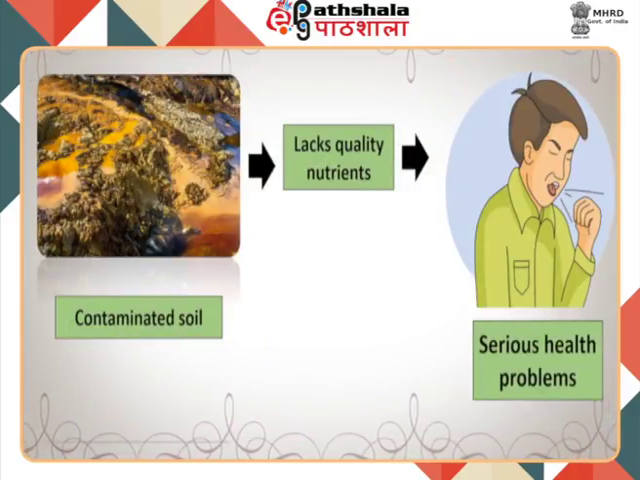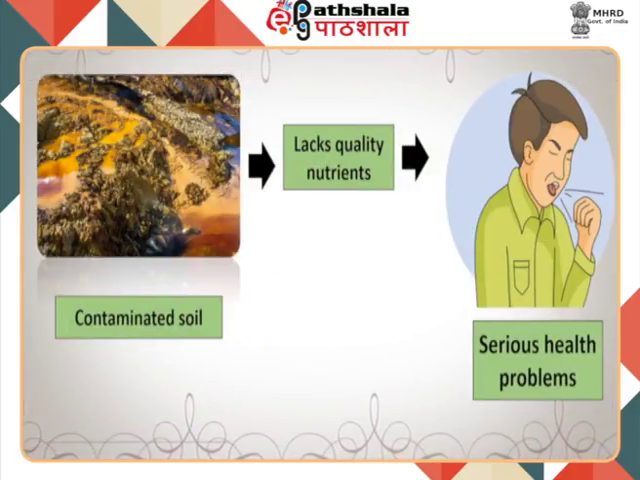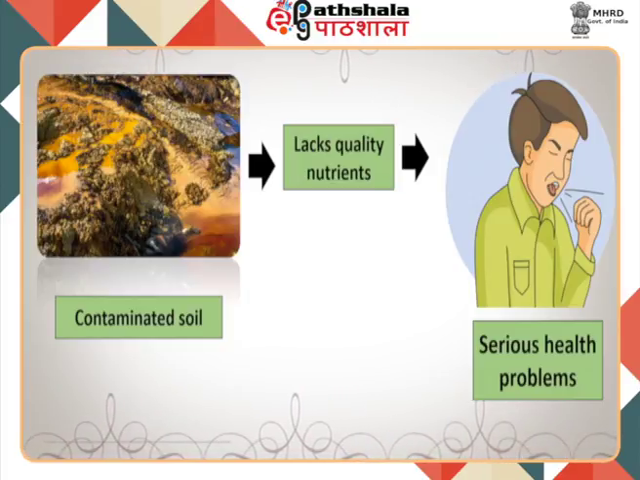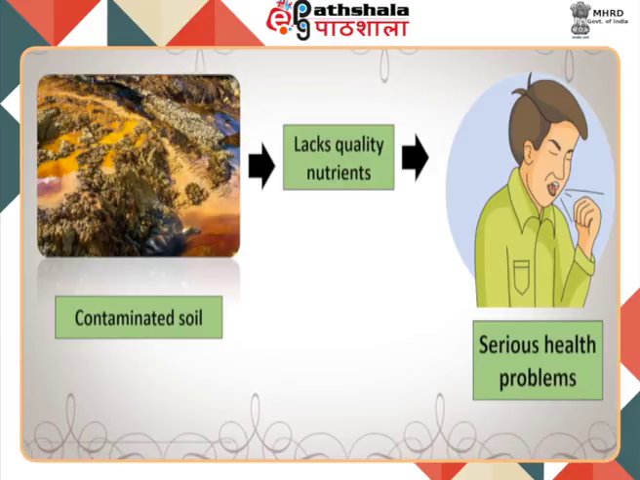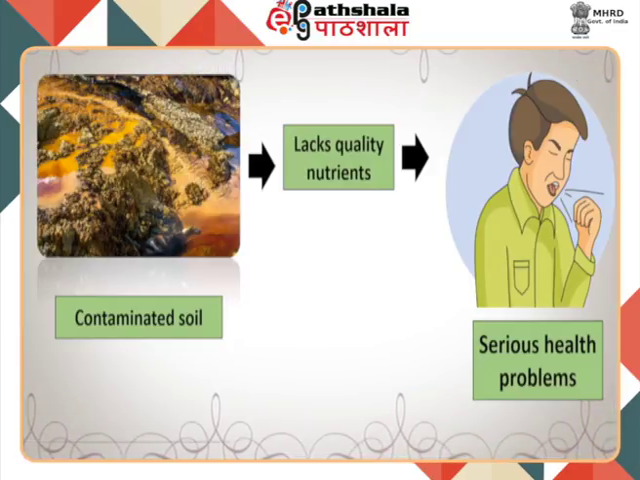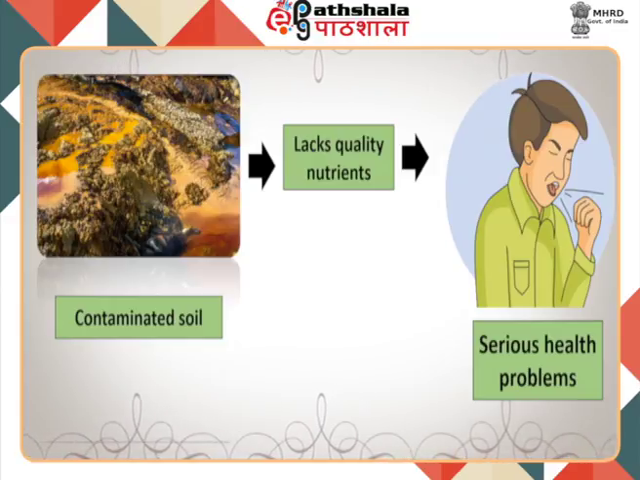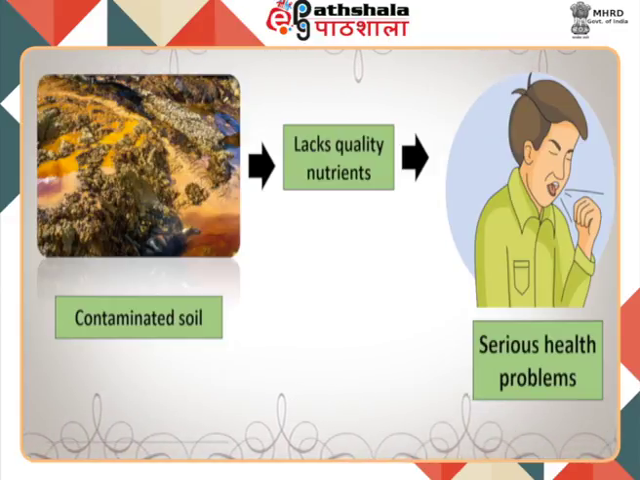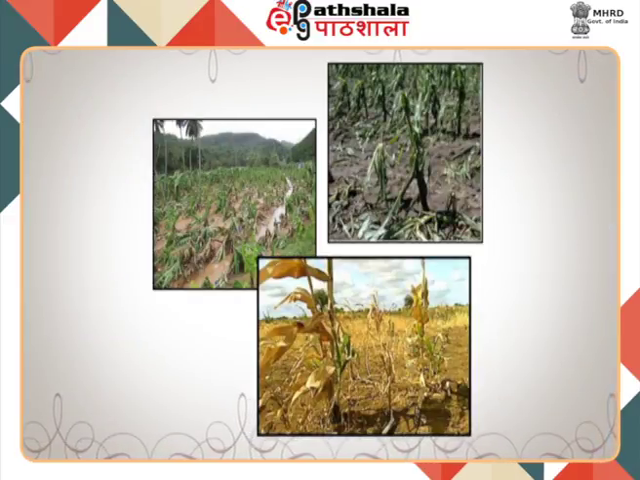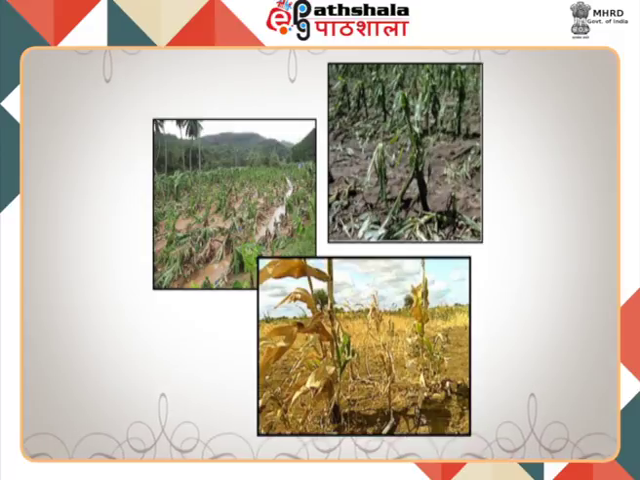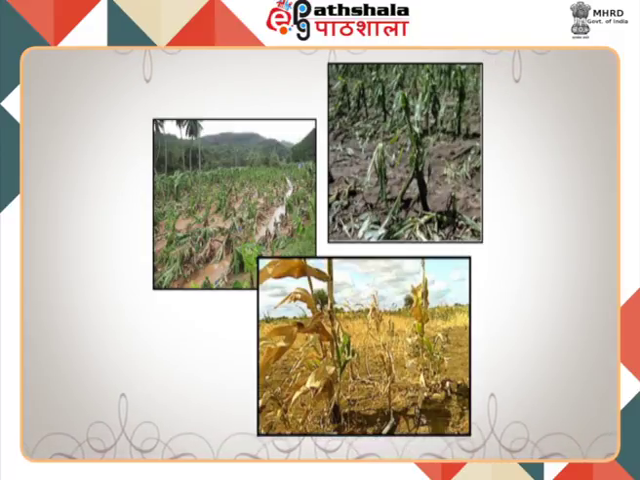The contaminated soil is then used to produce fruits and vegetables which lack quality of nutrients and may contain some poisonous substances to cause serious health problems in people consuming them. The unpleasant smell causes inconvenience to other people. Apart from that, it could also force other predators to move to other places in search of food.